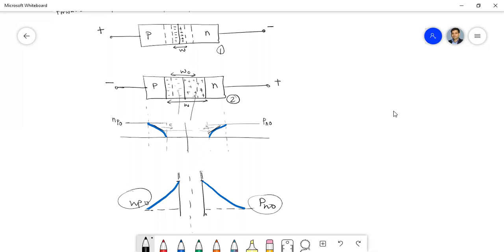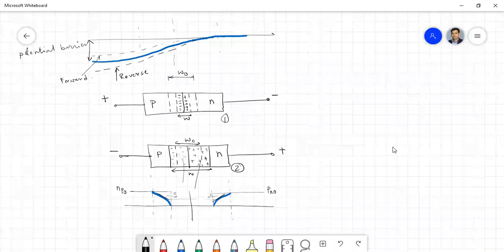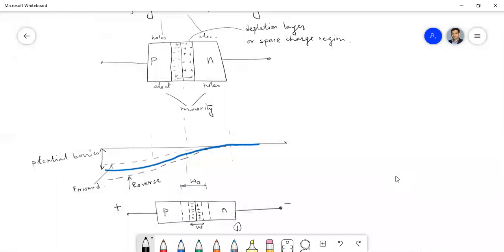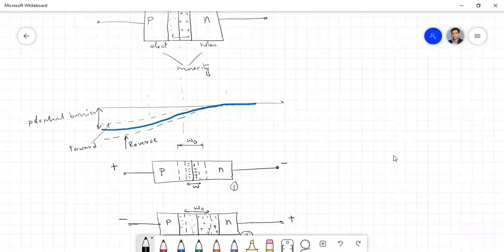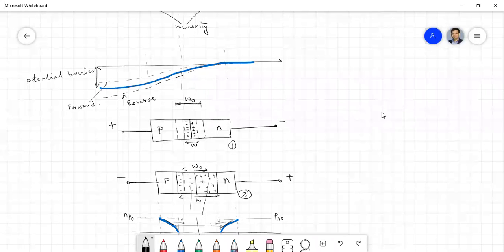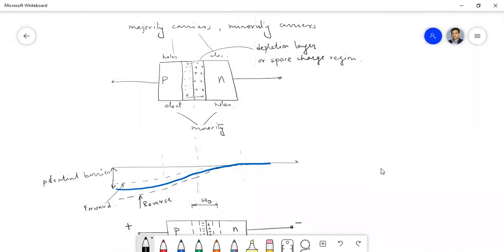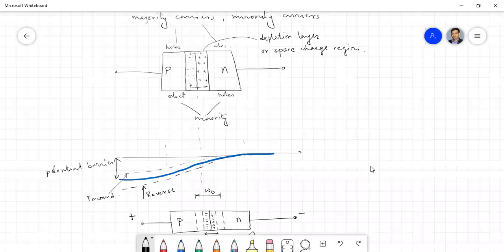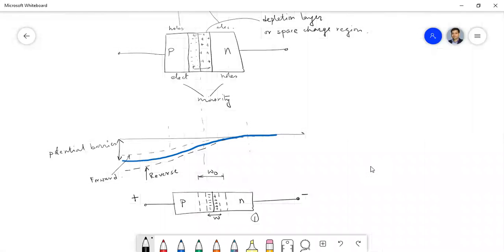Sorry. So I was discussing the normal PN junction. Here we have seen three states: one is open circuited, another is forward bias, and the third one is reverse bias. Now the main thing is that in all these states there is a layer which is called the depletion layer, also called the space charge region, and that has a very important role in the diode characteristics.